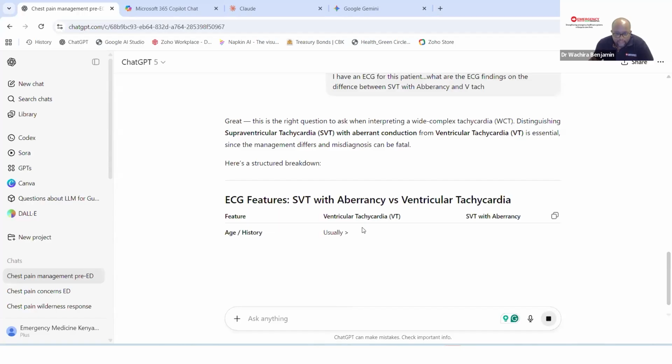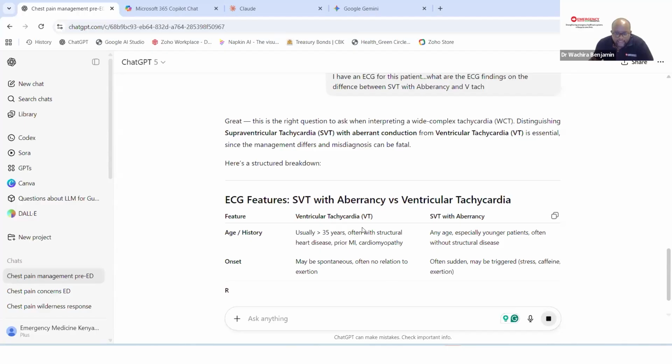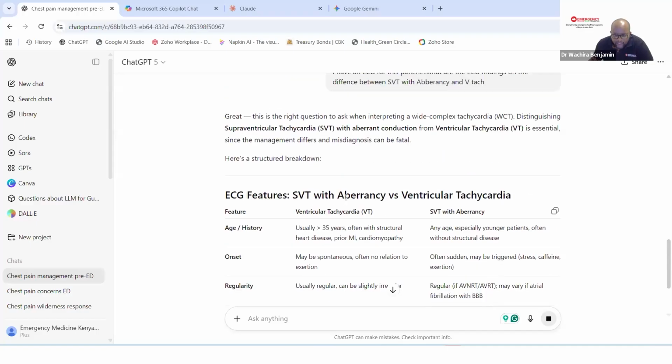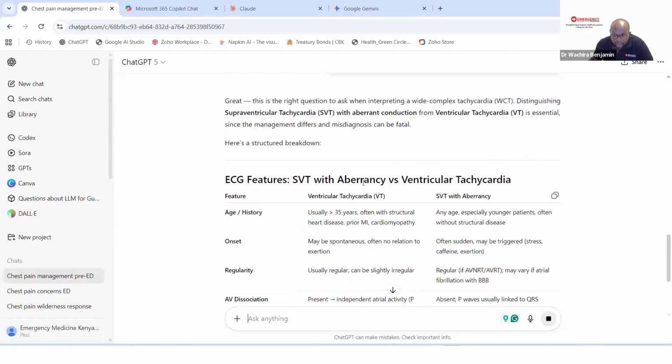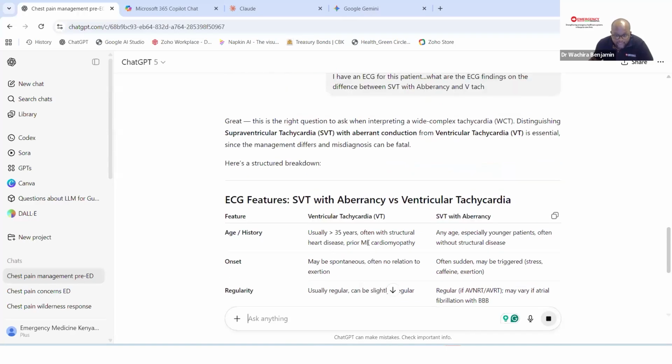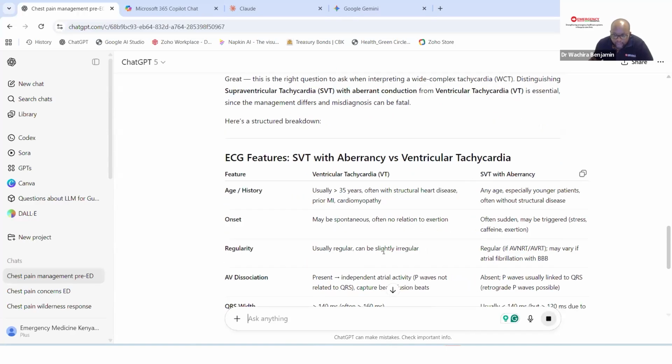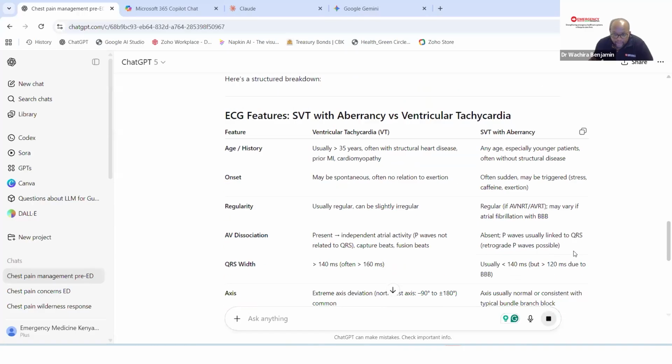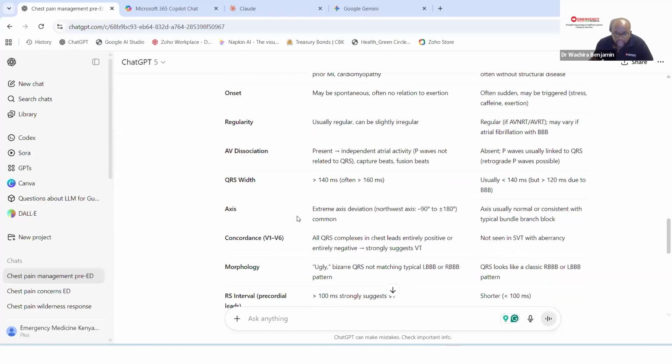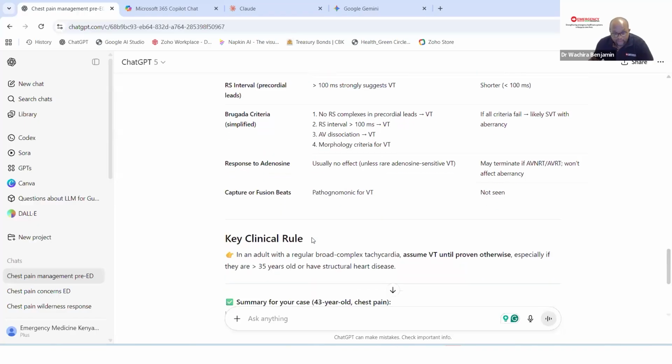Okay, so we need to figure out which is which. All right. So essentially, VTAC is above 35, and our patient's 45, with structural heart disease, prior MI, cardiomyopathy. So I'm probably working with VT at this point based on my patient's age. Spontaneous, often regular, but if present, independent atrial activity not related to QRS. QRS more than 140, usually less than 140 in SVT. Extreme axis deviation, axis normal on this side, concordance, morphology. These are all your differences.